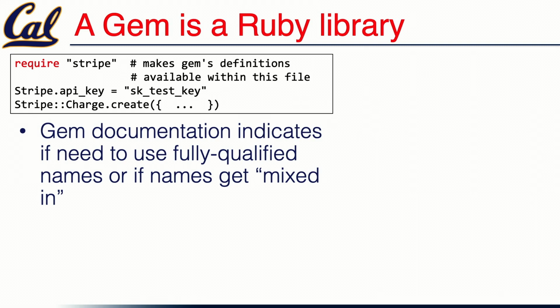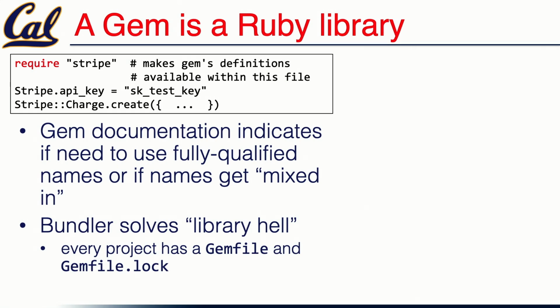But the big problem with libraries really in any language is what a lot of programmers call library hell, which is that the application depends on a whole bunch of different libraries, but not every version of those libraries is compatible with every other version of the other libraries. And this is the thing that bundler, which is actually itself a gem, solves very well.